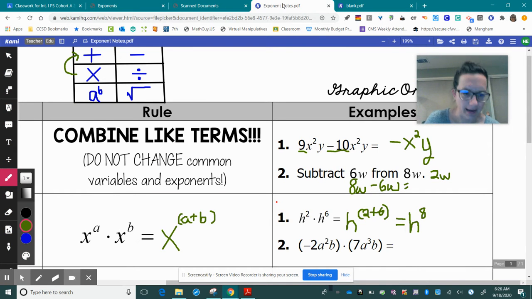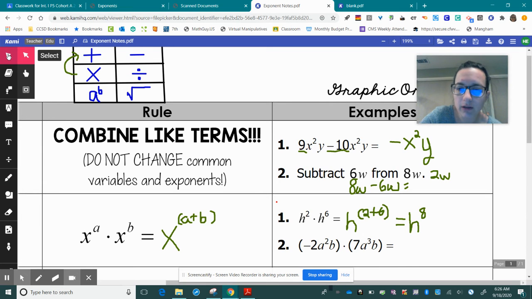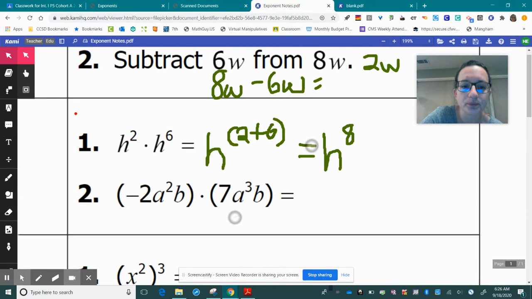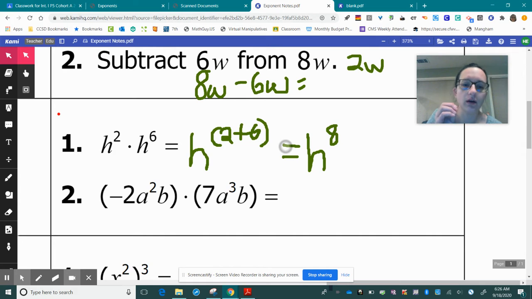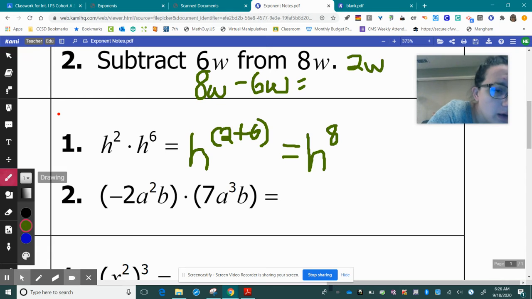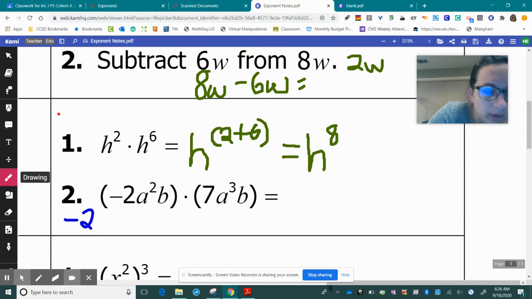Okay, next, number 2. Well, if we look at number 2, I'm going to zoom in a little bit here. We have a negative 2a squared b times 7a cubed b. I'm going to do it with that broken down method. So we're going to break everything down. So here we have a negative 2. Cool. There it is. We have a squared, which is the same as saying a times a. Good. And then we have our b.